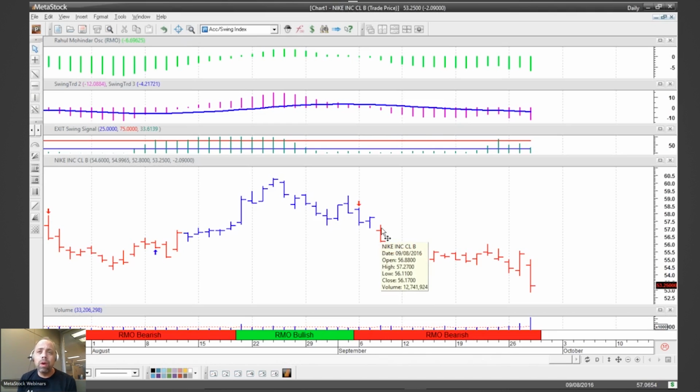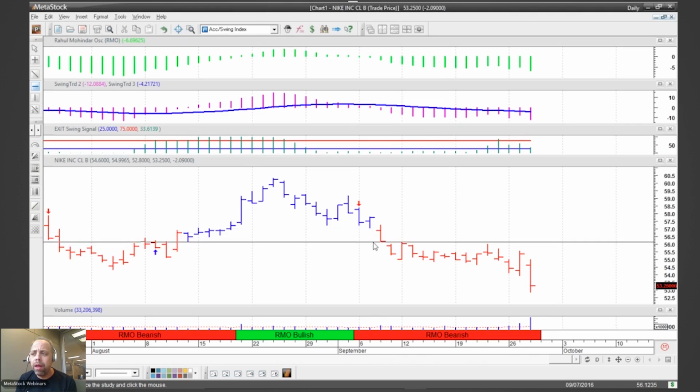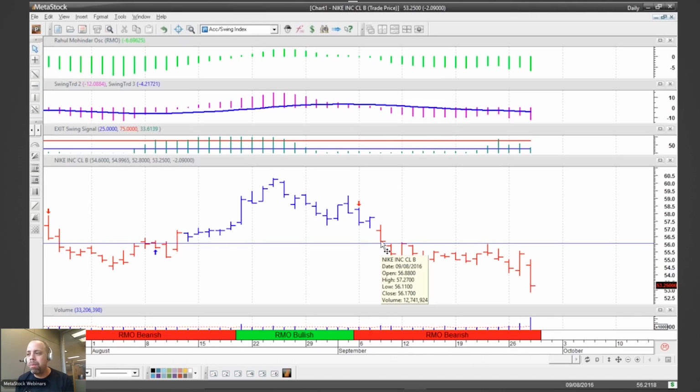What we want to do is establish a couple of important points. The first thing, for taking a short position, is we look at the low for the day you're going short and the low of the day before, and you put a line just a couple ticks below that level. So basically, if Nike goes down below this point, which is 56.06, I'm going to take a short position.